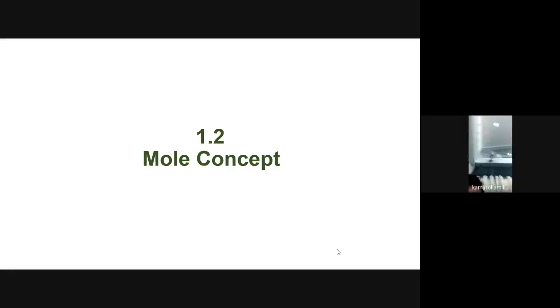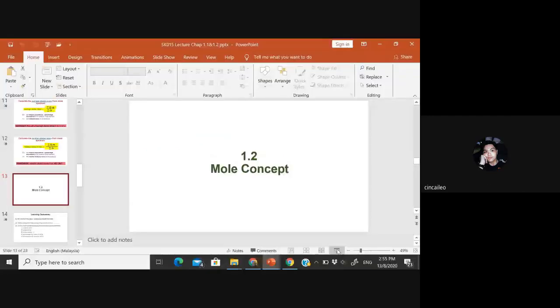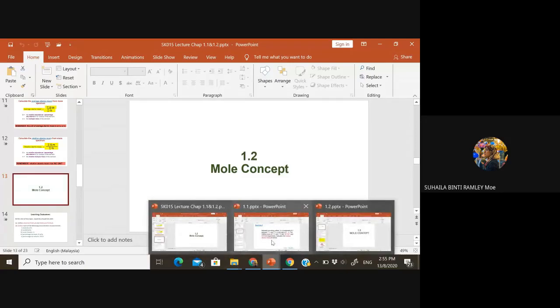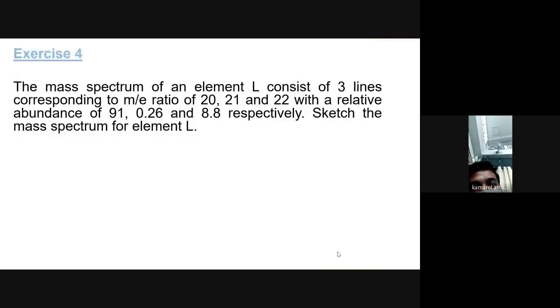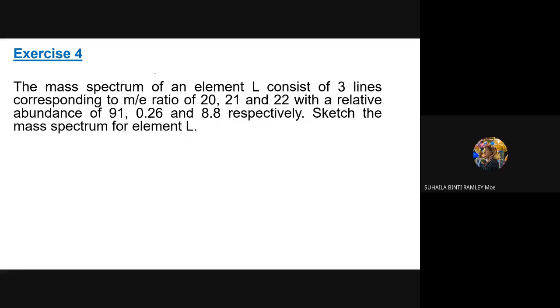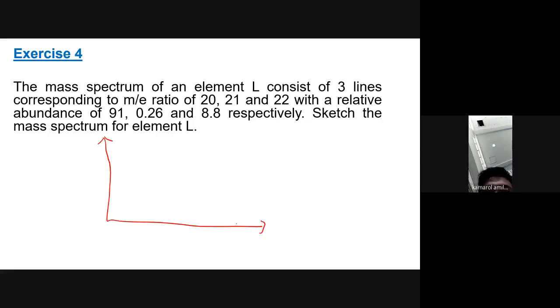Exercise number 4. Exercise number 4. Yes. Number 4. This one? Yes. Okay. Mass spectrum ni actually graph kan? So, graph. Mass spectrum ni graph macam ni. Okay, this one apa tadi? M over e? Yeah, mass over charge ratio.